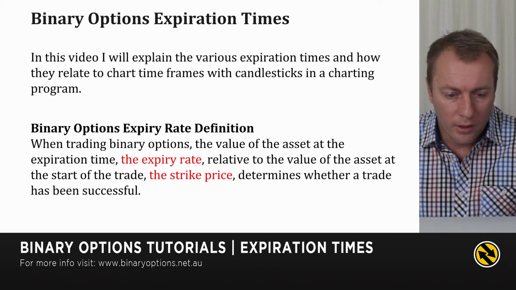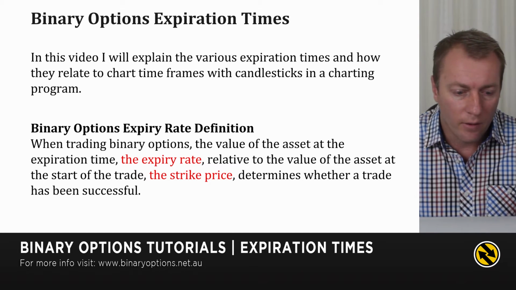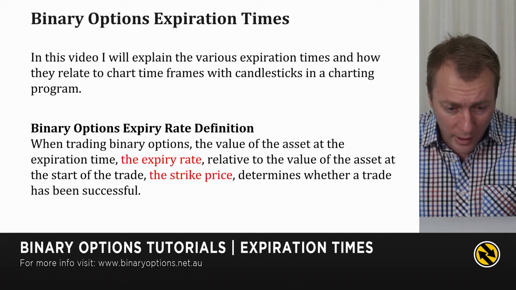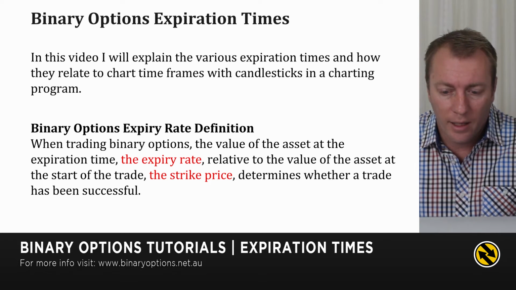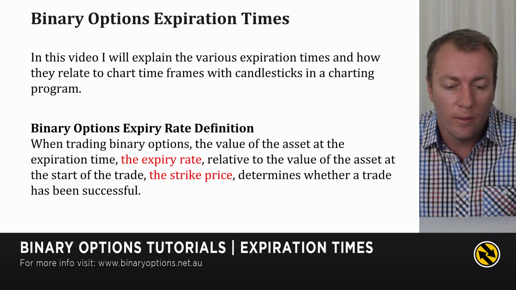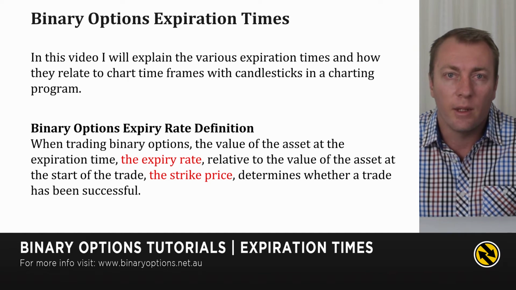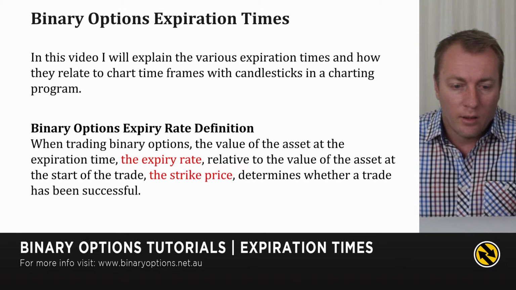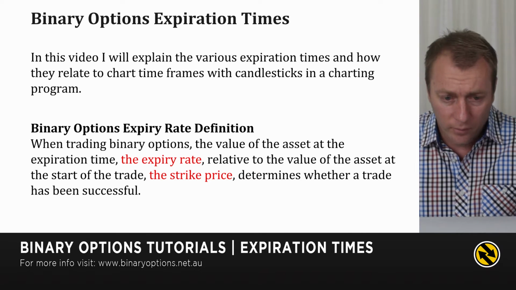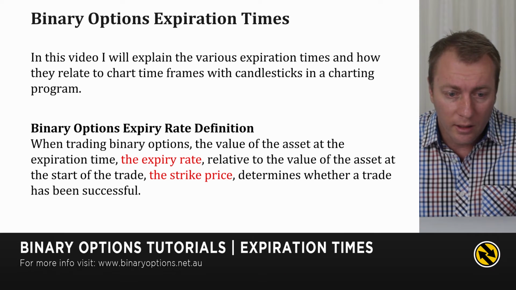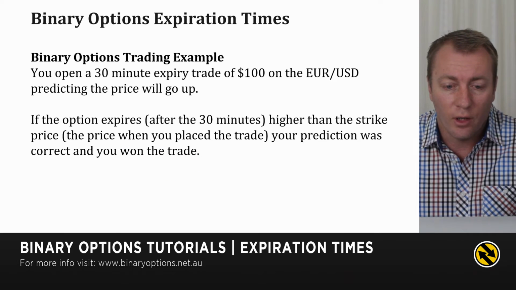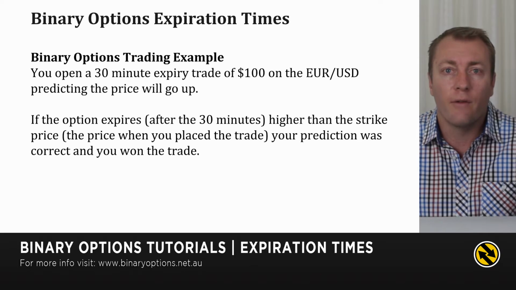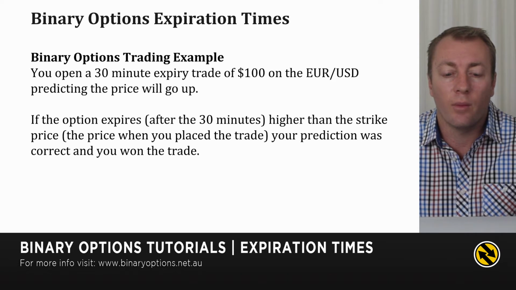So a binary options expiry rate is defined by, when trading binary options, the value of an asset at the expiration time, the expiry rate, relative to the value of the asset at the start of the trade, the strike price, determines whether a trade has been successful. So we'll go through an actual example of how the expiration time contributes to the overall picture of placing a trade with binary options.